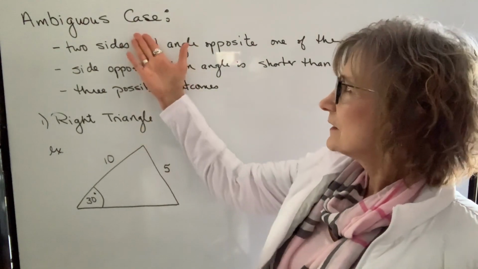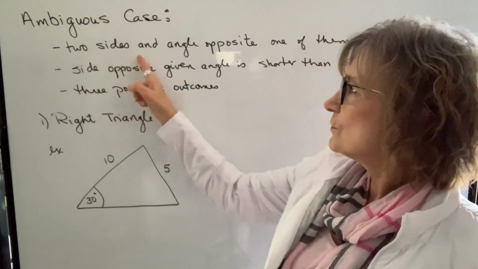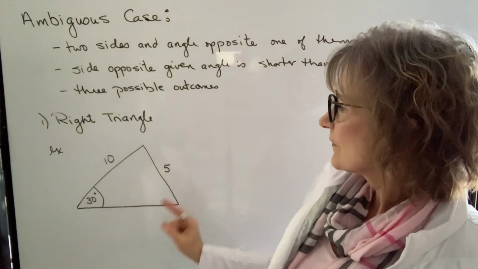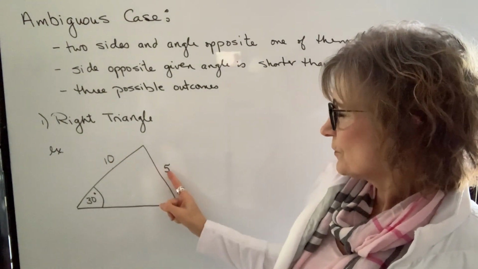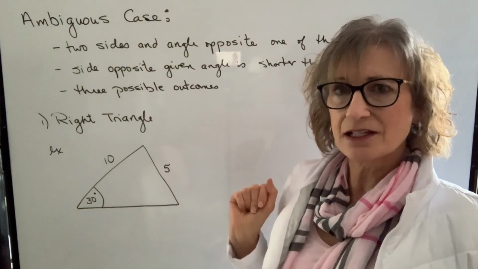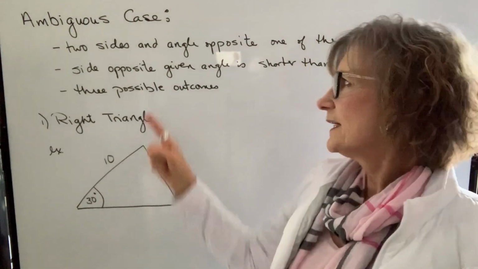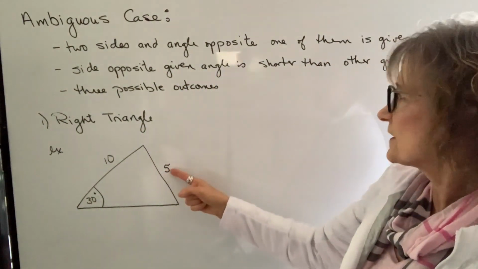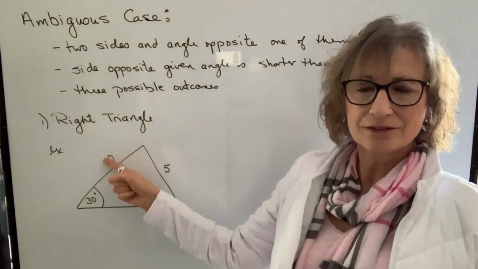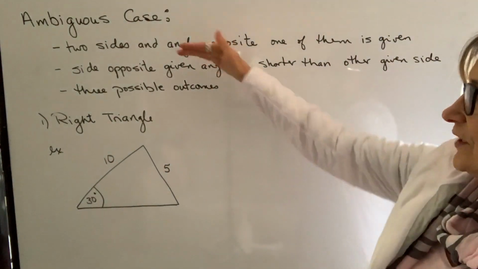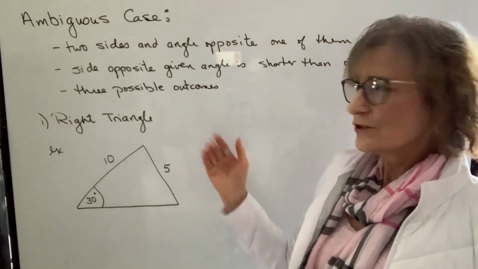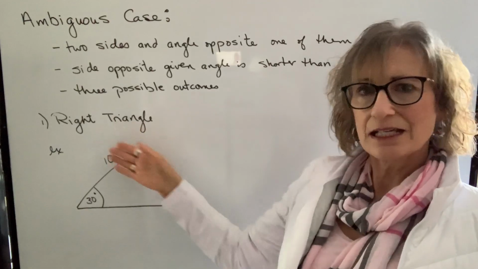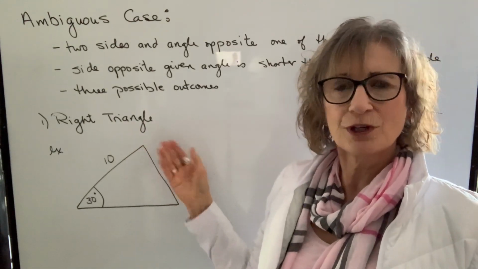An ambiguous case will happen when you have two sides and an angle opposite one of the sides. So you're given, in this example, two sides and an angle opposite one of the given sides. The other condition is that the side opposite the given angle is shorter than the other side. If we have those two conditions, there's three possibilities for solution. The first possibility is that you're actually not working with an oblique triangle, you're working with a right triangle.